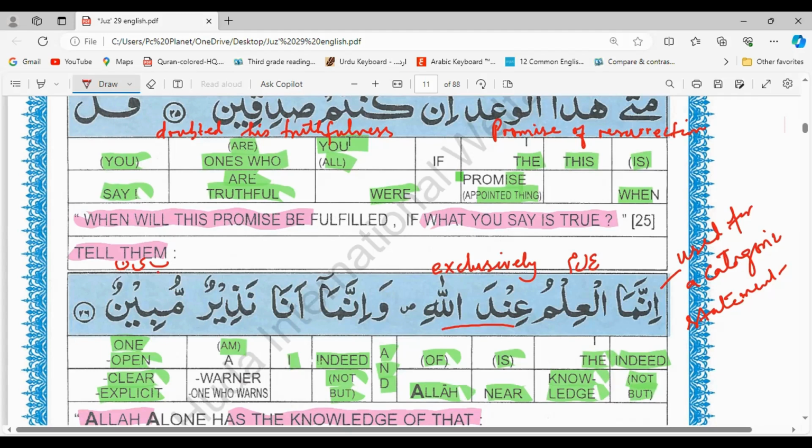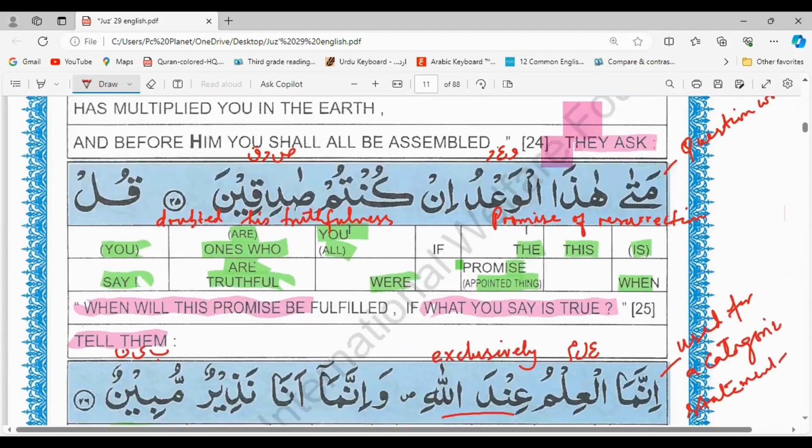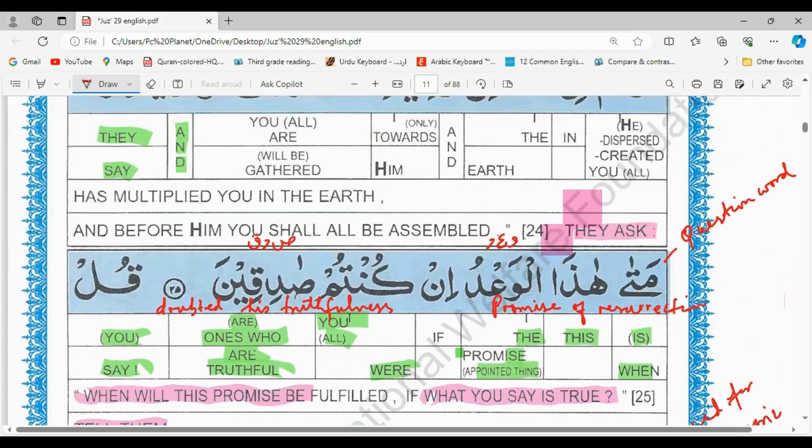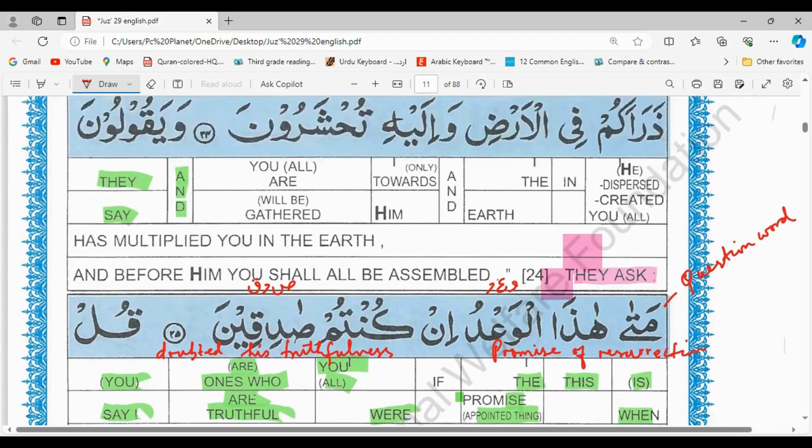Mubin is from the root letters ba, ya, and noon. Ana, I am just a warner. Mubin means open, clear, explicit, without any doubt. I am a warner. And this is not my duty. This is not my job to tell you the date of the last hour or the date of your death or the date of resurrection and all that.